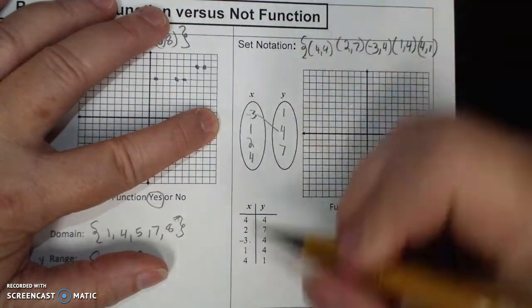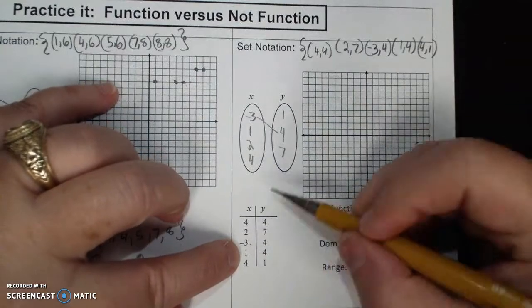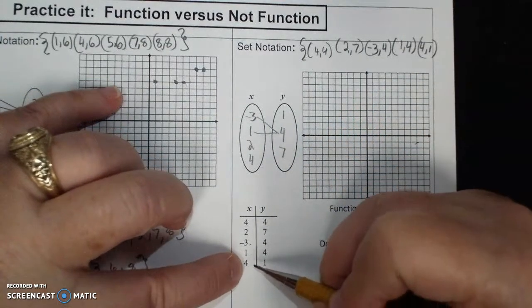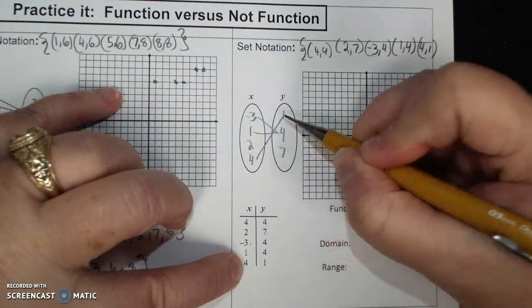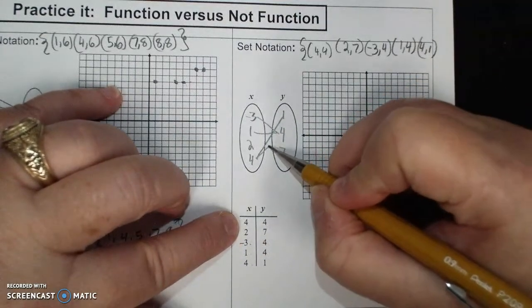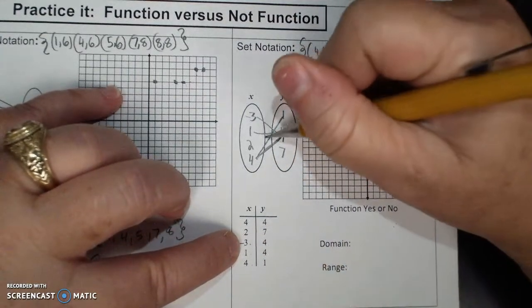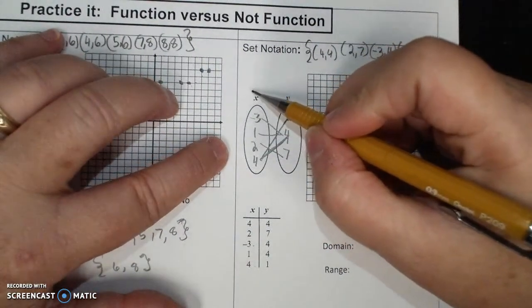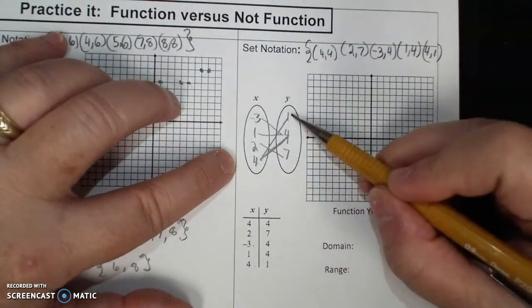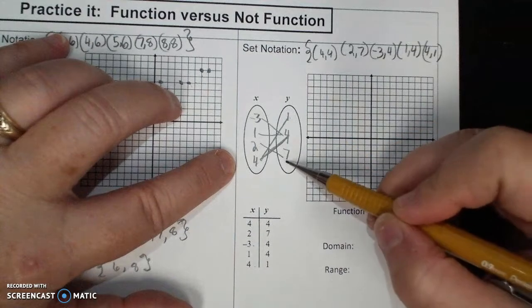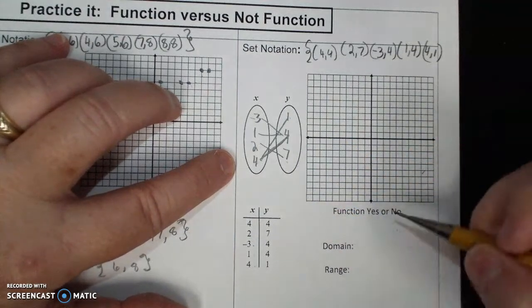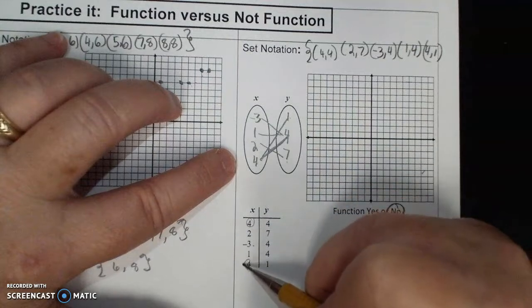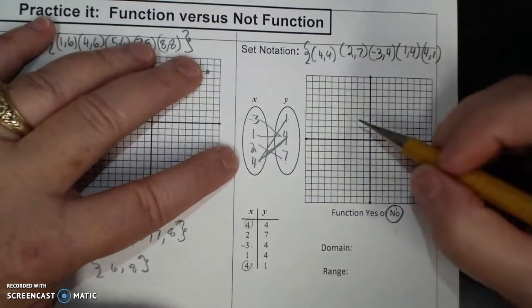-3 went to 4. 1 went to 4. 4 went to 1. 4 went to 4. And 2 went to 7. Notice if you did people and places, 4 went to the gym and the office at the same time, so it does not function. If I did it from a table, the x is repeated.